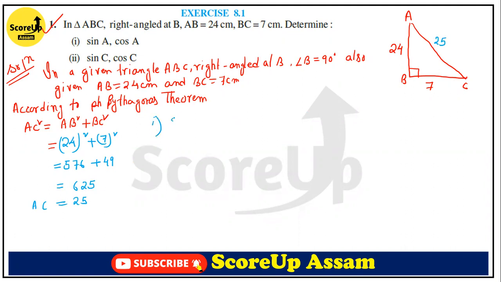The value of sin A will be, sin A means what? Perpendicular by hypotenuse. So perpendicular is 24, hypotenuse 25. So this is the value of sin A. Now what is the value of cos A? Cos A means base by hypotenuse. So the value of base is 7 and hypotenuse is 25. Okay. Number 2.